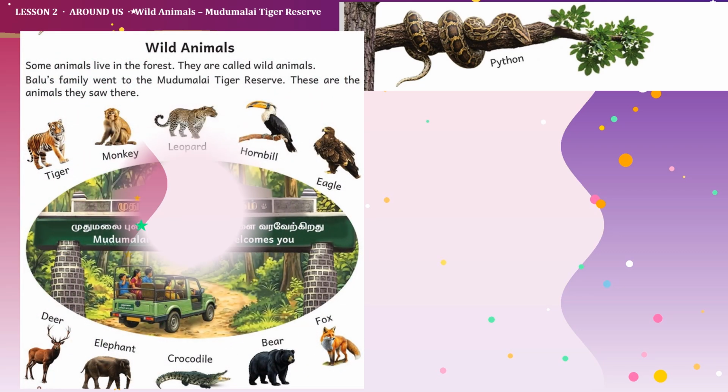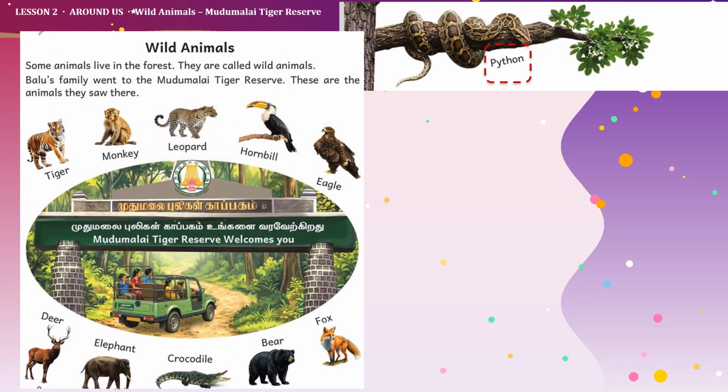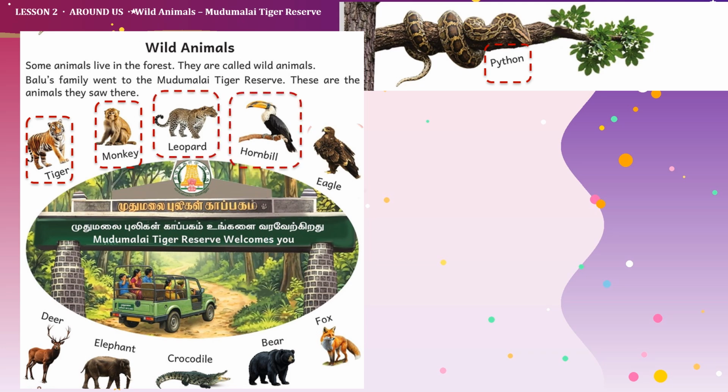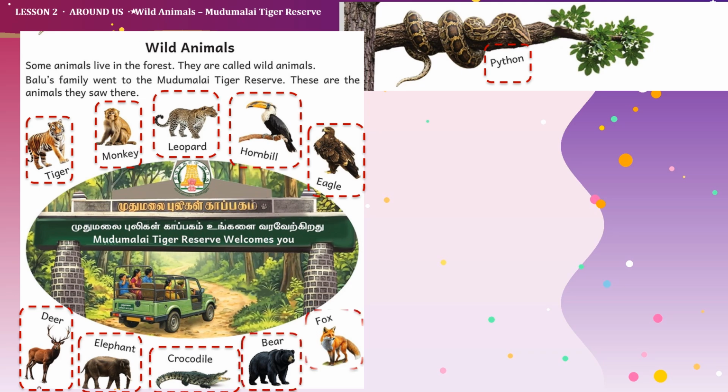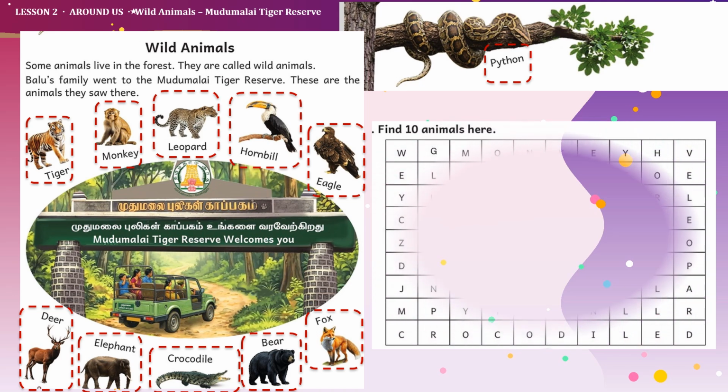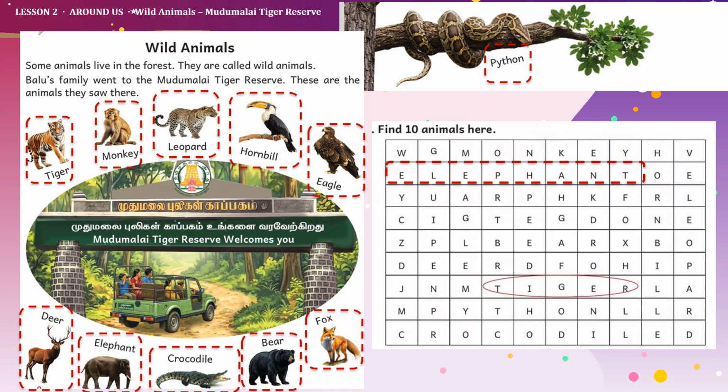Now we are going to talk about wild animals. Some animals live in the forest, so we call them wild animals. So Balu's family went to a tiger reserve, and here are some animals they saw in the tiger reserve. So here there's a question: find 10 animals. We have already marked some of them.